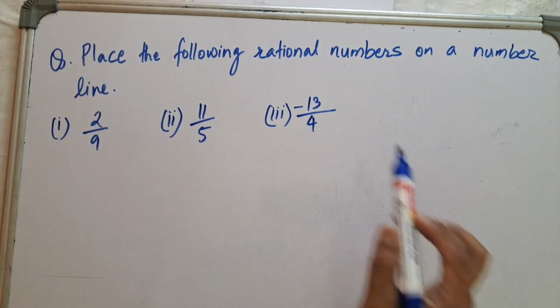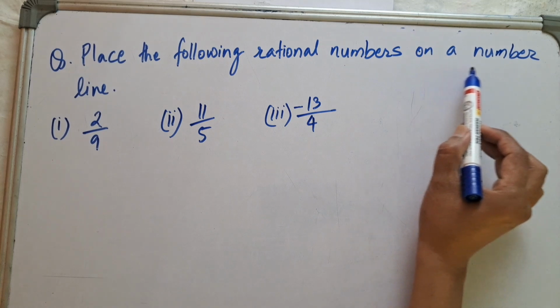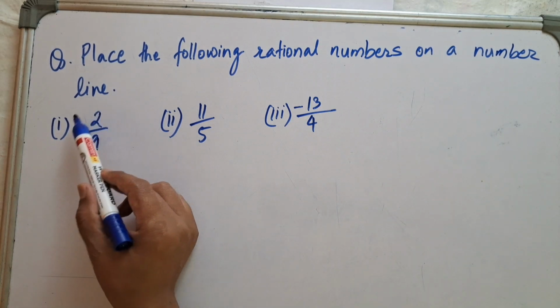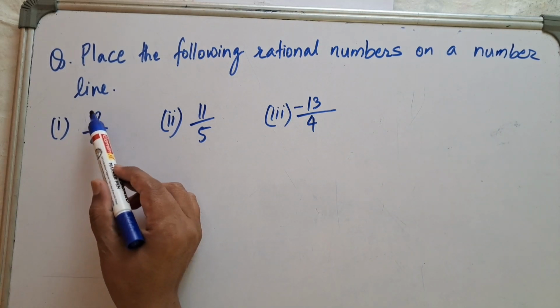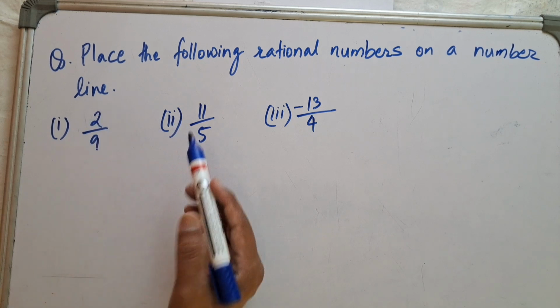Hello students, today we shall learn to place rational numbers on a number line. First example is 2 by 9.